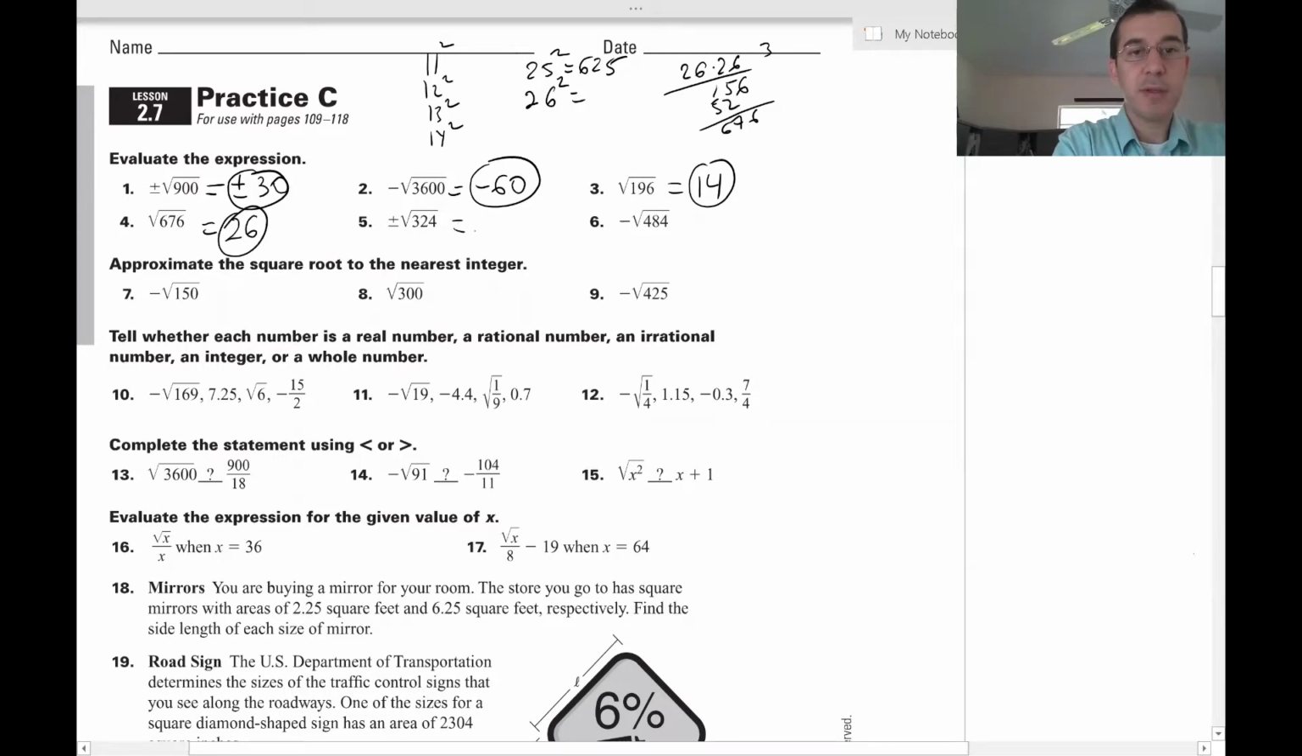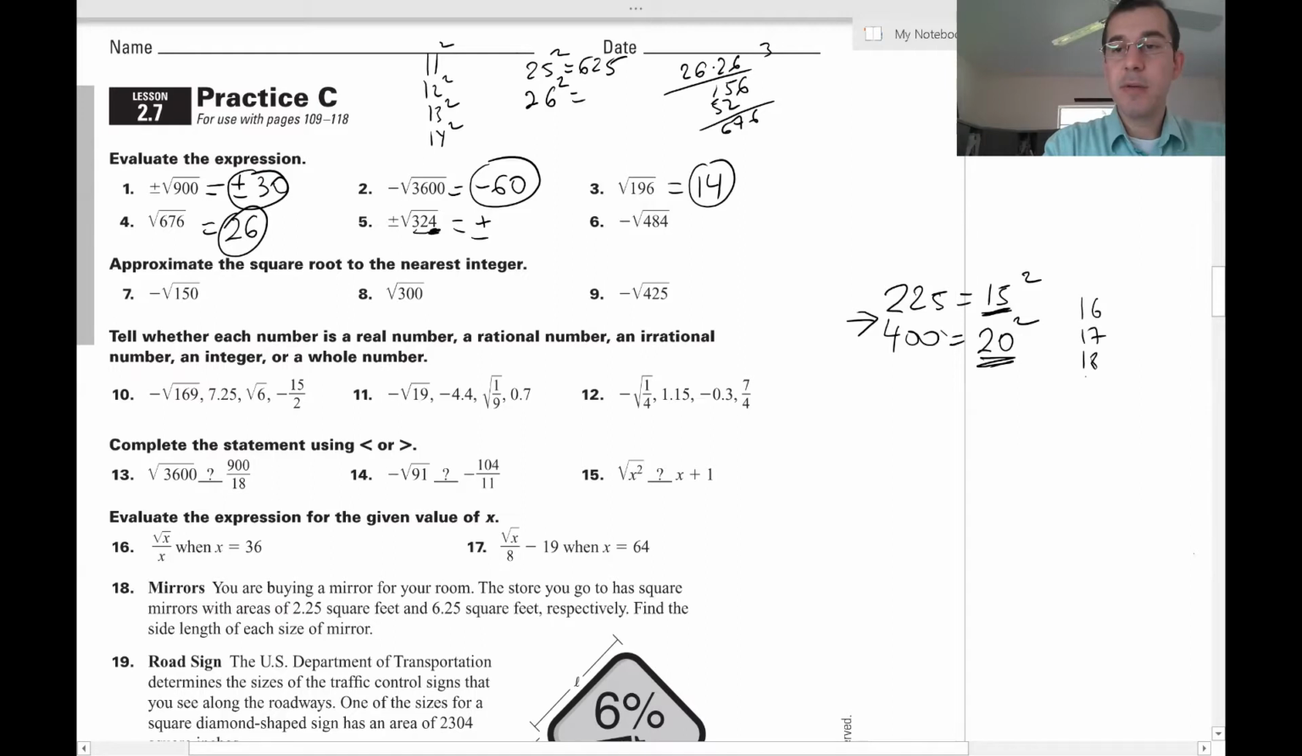Number 5, plus minus the square root of 324. So this is between, I'll do it here on the side, we know that this is between 400, which is what? 20 squared, right? And then 225, which is 15 squared. So we know that this number 324 is between 225 and 400, so it's going to be between 15 and 20. Now the last digit is 4. So it's either going to be 16, 17, 18, or 19.